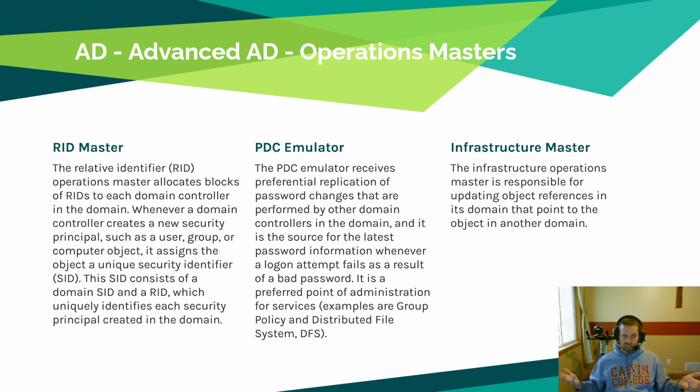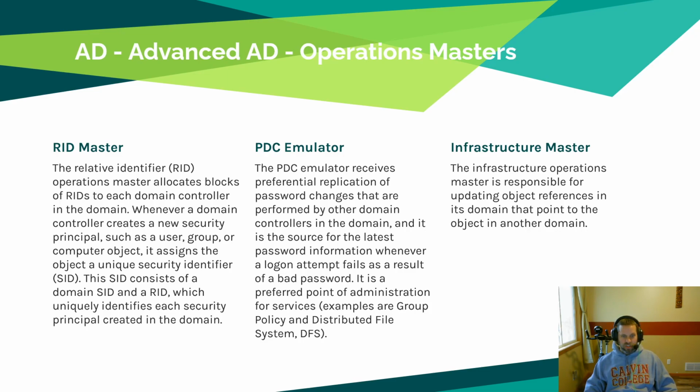When a domain controller creates a new security principal, such as a user, a group, or a computer object, it has to assign a unique security identifier, otherwise known as a SID, to that thing. And that SID consists of the domain SID, which is predefined, and the RID, which uniquely identifies the security principal within the domain. So they're combined together.